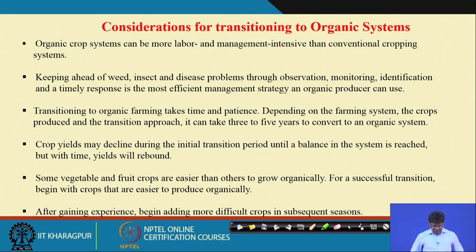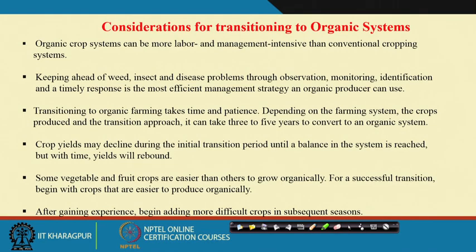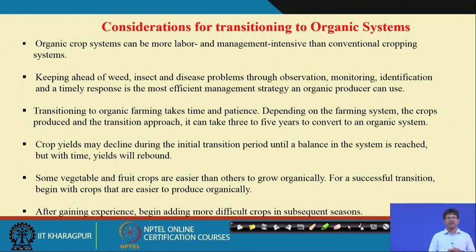Then after gaining experience, begin adding the more difficult crops in subsequent seasons, because in the beginning years you grow the crops that are less nutrient demanding. So, as you progress with the transition period, then you can add the crops of high nutrient demand. During that period the soil fertility is built up, and we can maintain the yield of organic farming as good as chemical farming, because those crops of high nutrient demand can be selected at the later stage of transition in organic farming.